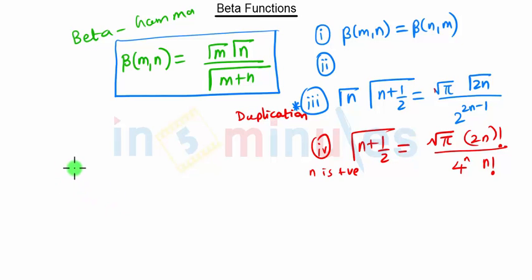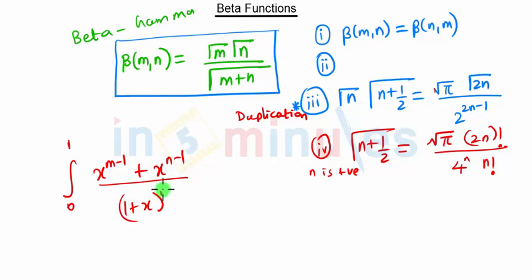There is one more property: integration from 0 to 1 of (x raised to m minus 1 plus x raised to n minus 1) upon (1 plus x) the whole raised to m plus n. When we have this type of integration and these terms, then this is also equal to beta of m comma n. This will be more clear when we see the problem on this type. The problems on this type of beta functions we will see in our next video. So stay tuned for our future lectures.